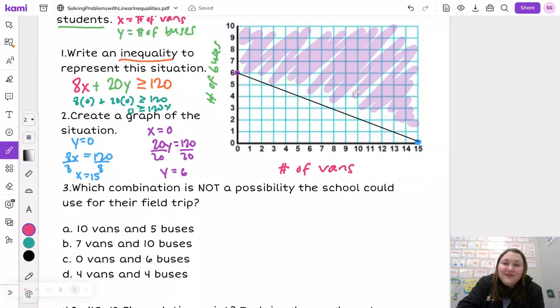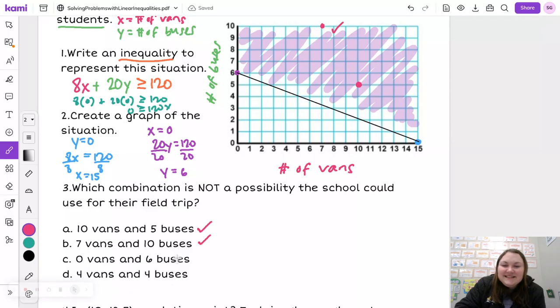The way we do number 3 using our graph is by finding where all of these are on the graph and seeing if it's in our solution area or not. So for example, 10 vans and 5 buses, that is this point right here. It's in the shaded area. The shaded area represents possible solutions. So that means this would be a solution. They could take 10 vans and 5 buses for at least 120 students. If we keep going, 7 vans and 10 buses is right here. That's in the shaded area, so that would also be a solution.